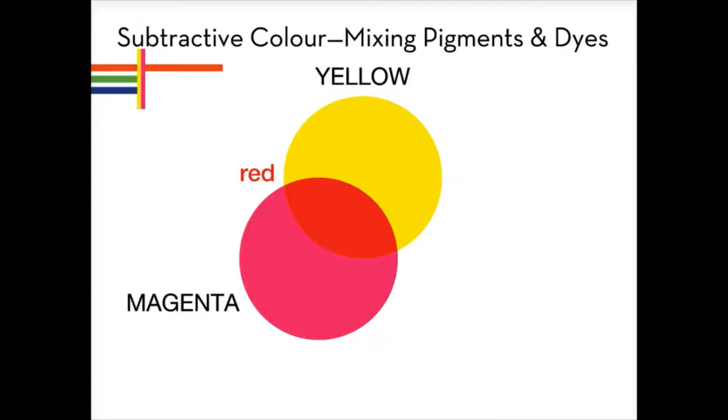Yellow ink absorbs the blue light. Magenta ink absorbs the green light. Only the red light remains. Red is a subtractive secondary color achieved by mixing 2 primaries.